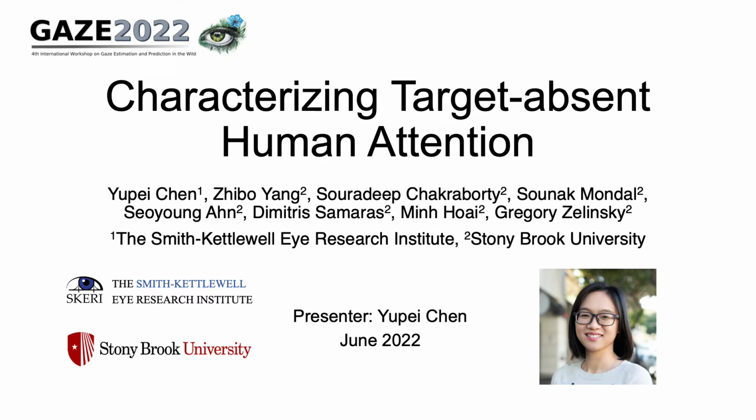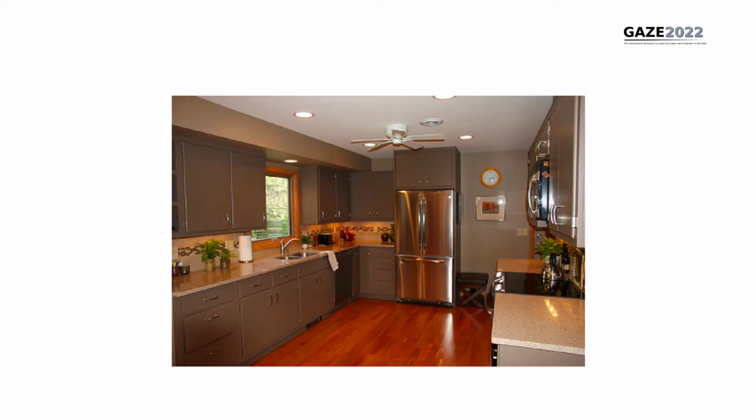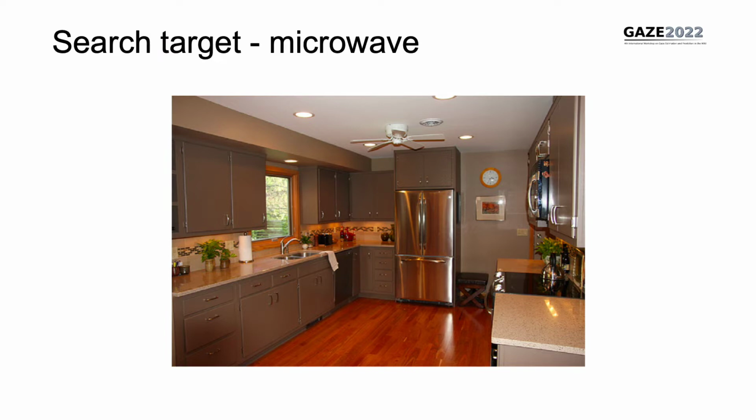Today, I'm going to talk about our work titled Characterizing Target-Absent Human Attention. When being asked to search for a target in an image, for example, searching for a microwave, humans can perform the task quite efficiently. Scanpath prediction in finding the target has attracted the attention of machine learning researchers.